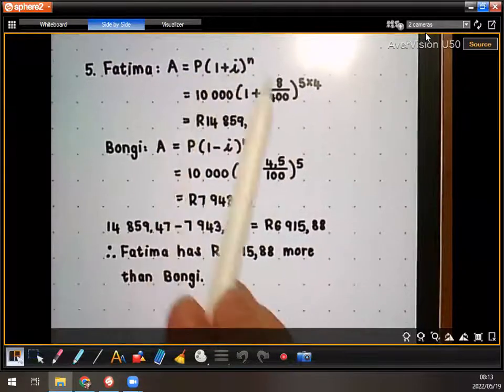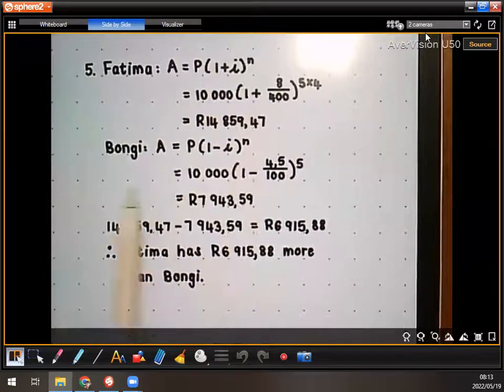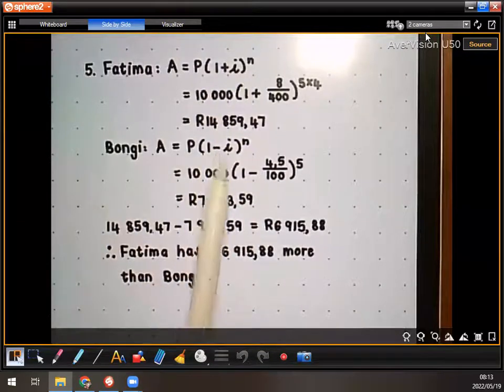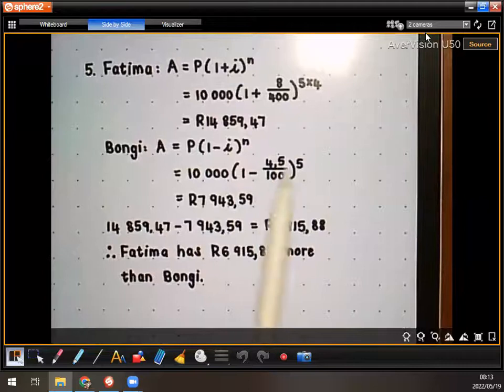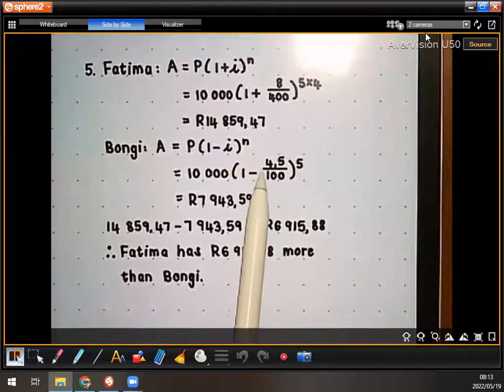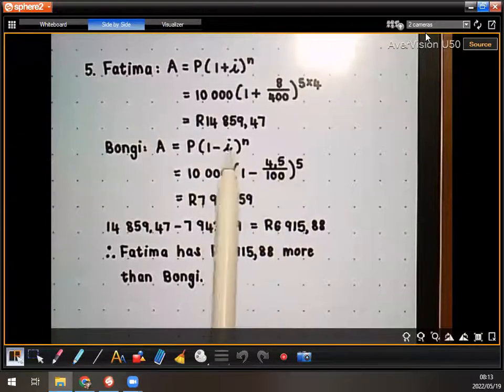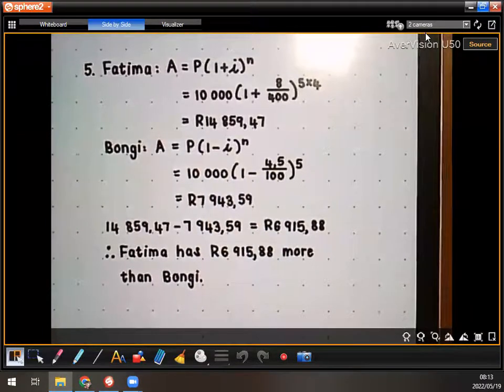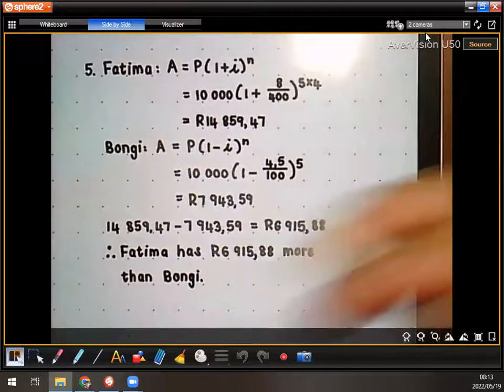So that's why I'm using the compound interest formula there. Bongi's money depreciated at a rate of 4.5%, and they said on the reducing balance method, so that's why I've used this formula. Then they said after 5 years, how much better off is Fatima than Bongi?